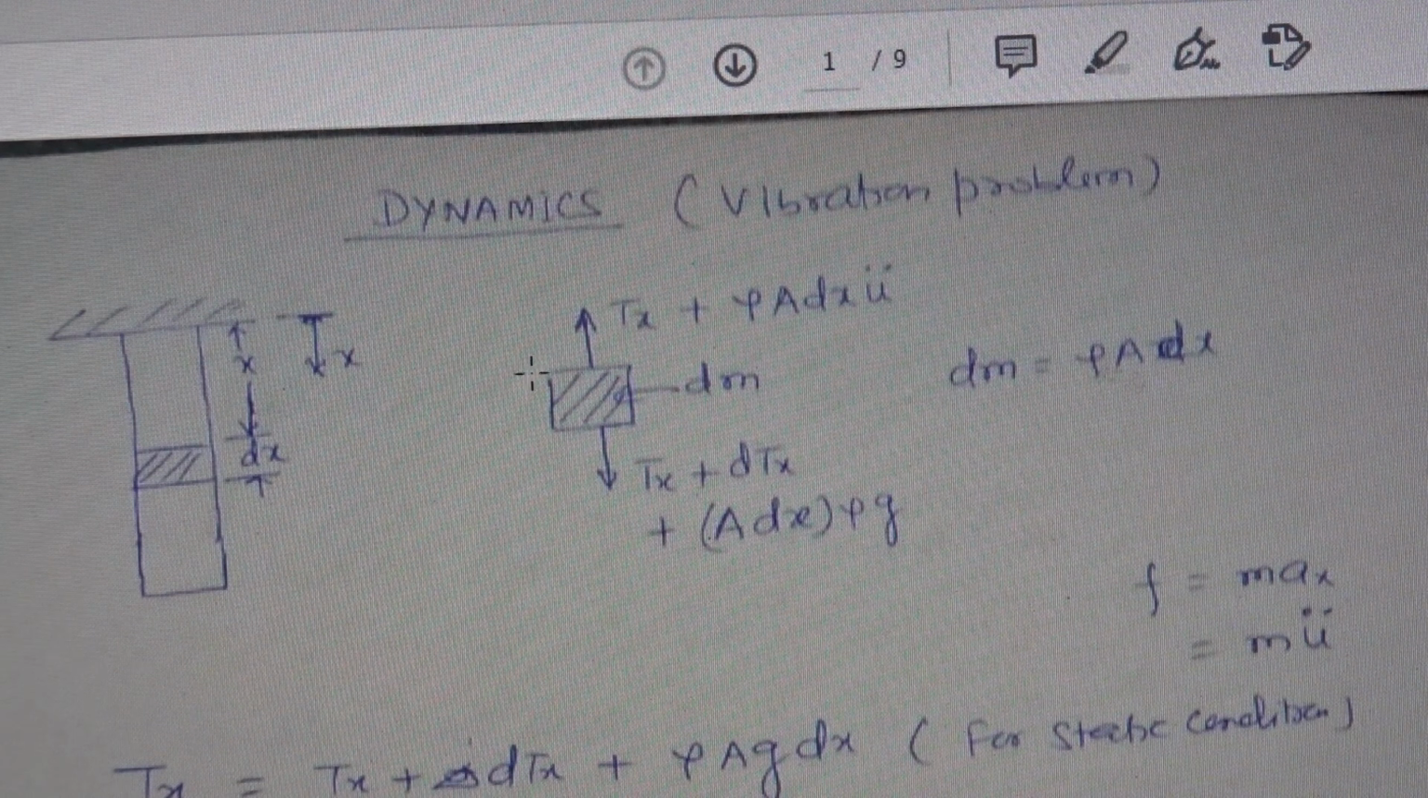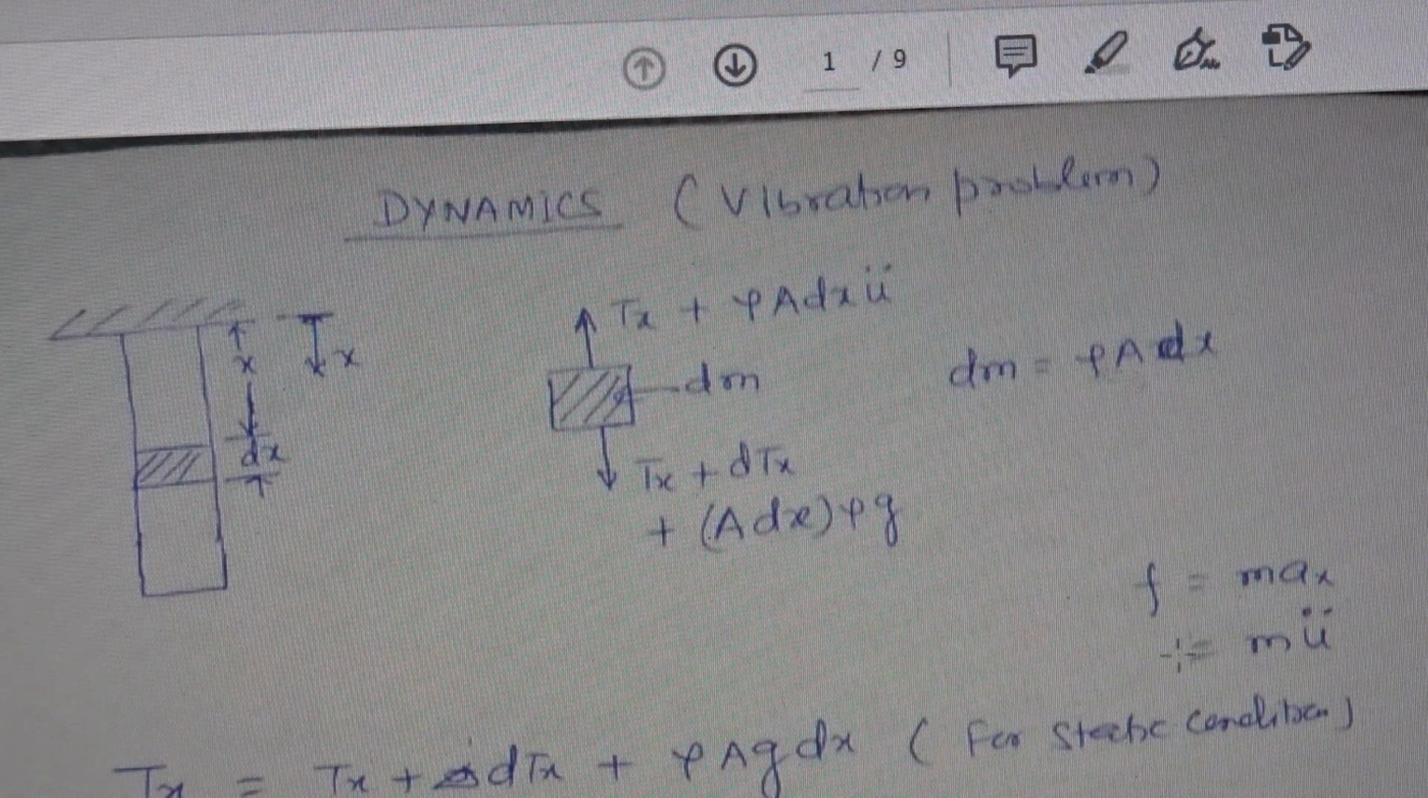the free-body diagram of this small element, this small portion of the bar, is shown in this diagram. Here Tx is the internal force acting on this face, and Tx plus dTx acts on this face. Due to weight, the force is volume multiplied by rho into g. So A dx into rho into g, where dm is equal to rho A dx.